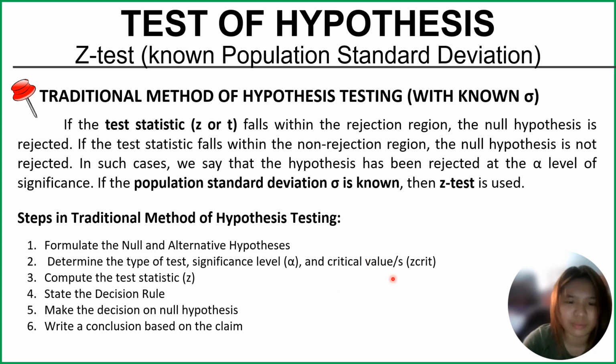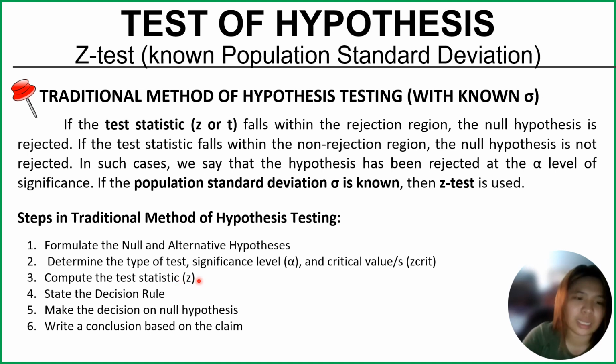I have also given the z critical value for the left-tailed test. For left-tailed and right-tailed tests, it depends on the type of test and the level of significance. Of course, if it is left-tailed, it should be negative, and if it is right-tailed, positive, and for two-tailed, positive and negative. So, for our step 3, we compute the test statistic.